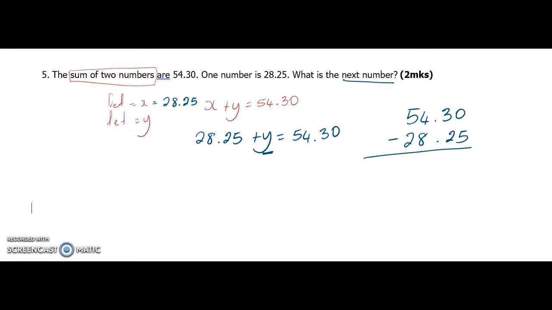Now I'm going to take away 5 from 0, I can't. Take 1, left with 2. 5 from 10, I'm left with 5. 2 from 2, I'm left with 0. Put back my decimal point. 8 from 4, I can't. Take 1. I have 8 from 14, I'm left with 6. And 2 from 4 is 2. So the answer is 26.05. It is only 2 marks. So you just go ahead and get your 2 marks once you have completed it correctly.